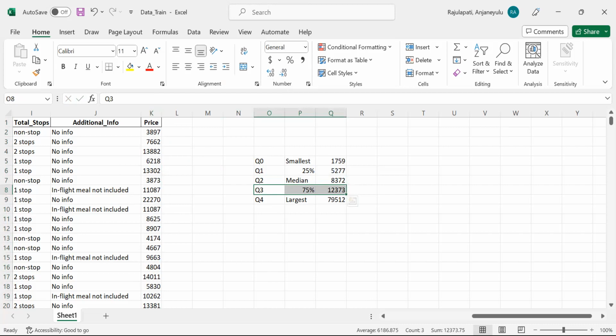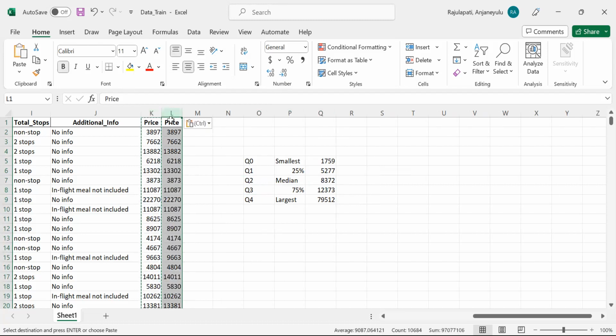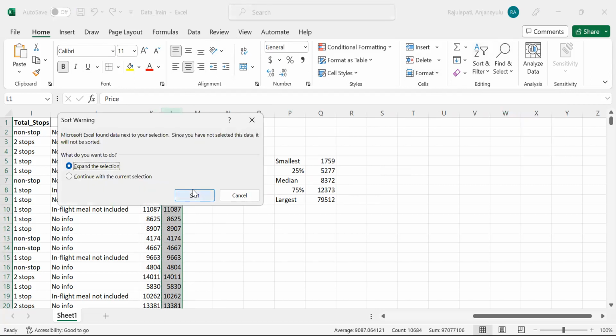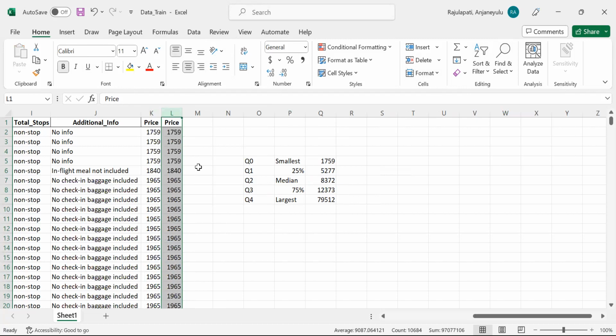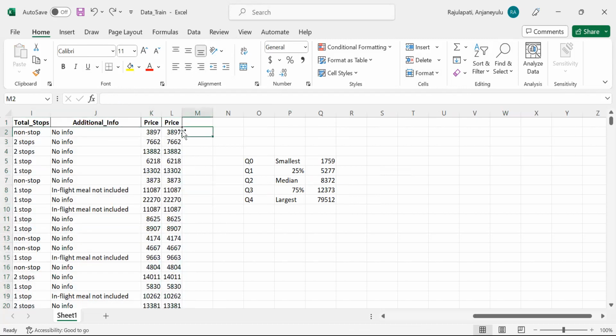I think, Anjan, if you order by, you will get to know. I'm unable to find where the order by is. Let's do one thing: copy in the L column. Go to the top right corner in the Excel sheet, there is a sort and filter under Editing. Select it. Now I got it. Expand this selection. See, both columns are affected.